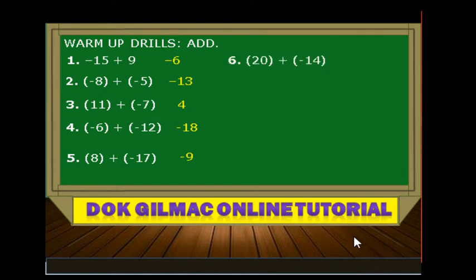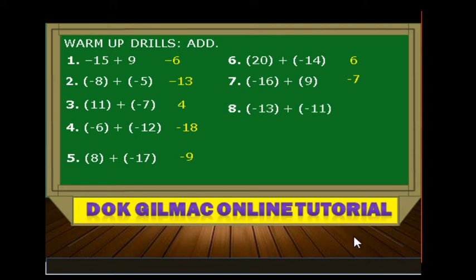Number 6, 20 plus negative 14. Yes, that's equal to 6. Number 7, negative 16 plus 9. Again, the absolute value of negative 16 is greater than the absolute value of 9. So we have 16 minus 9 is 7. Then copy the sign of 16, which is negative. So therefore, we have negative 7.